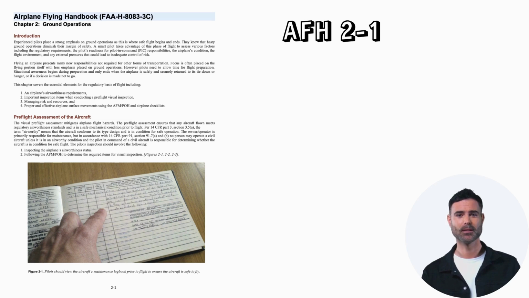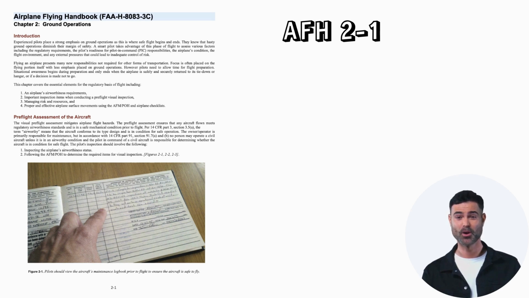Pre-flight assessment of the aircraft. The visual pre-flight assessment mitigates airplane flight hazards. The pre-flight assessment ensures that any aircraft flown meets regulatory airworthiness standards and is in a safe mechanical condition prior to flight. Per 14 CFR Part 3, Section 3.5(a), the term airworthy means that the aircraft conforms to its type design and is in condition for safe operation.